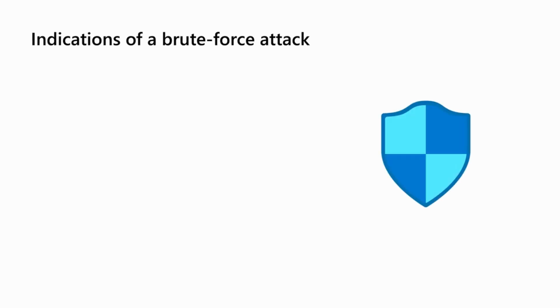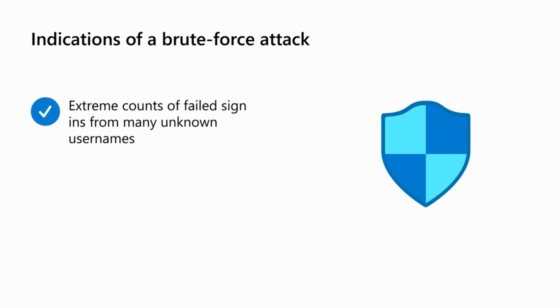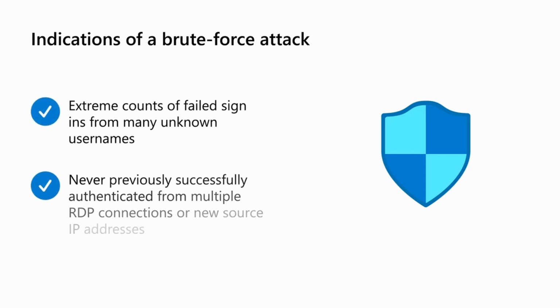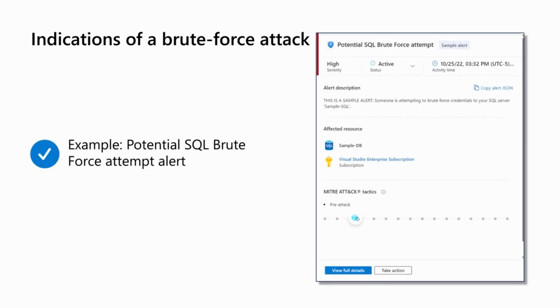How do you know a brute force attack has taken place? Here are some indications. Extreme counts of failed sign-ins from many unknown usernames. Never previously successfully authenticated from multiple remote desktop protocol, RDP, connections, or new source IP addresses. Another example is the potential structured query language, also called SQL, brute force attempt alert, as shown here.